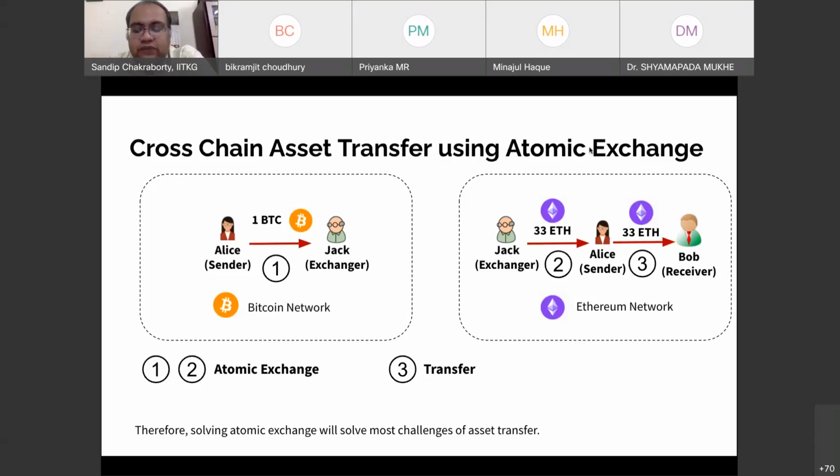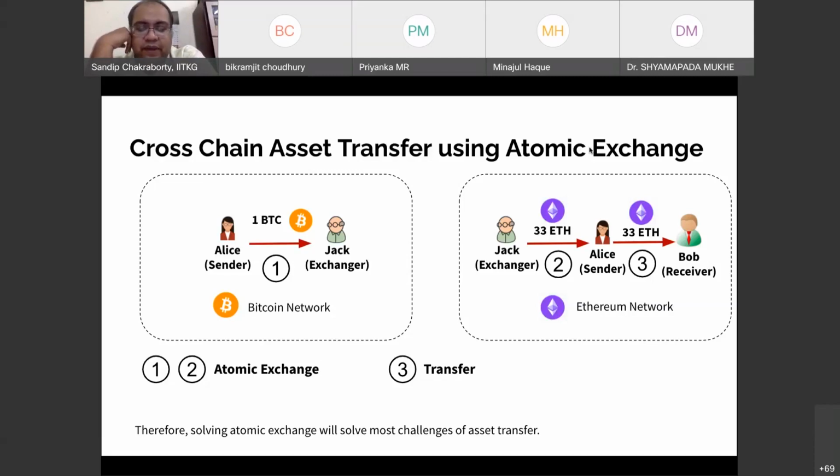Alice wants to transfer money to Bob. Alice is in the Bitcoin network and Bob is in the Ethereum network. So what Alice does is transfer one Bitcoin to Jack, who is the exchanger. In return, Jack transfers 33 Ethereum to Alice, and then Alice transfers that 33 Ethereum to Bob. Now, here I need to ensure that transactions 1 and 2 support the atomic exchange principle. That means the moment Alice is transferring this one Bitcoin to the exchanger, Jack, immediately Jack is going to transfer 33 Ether to Alice.